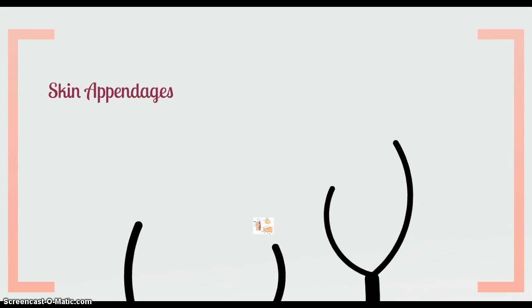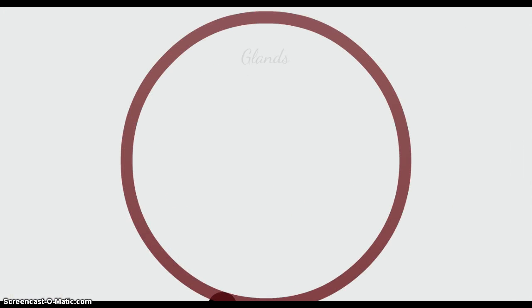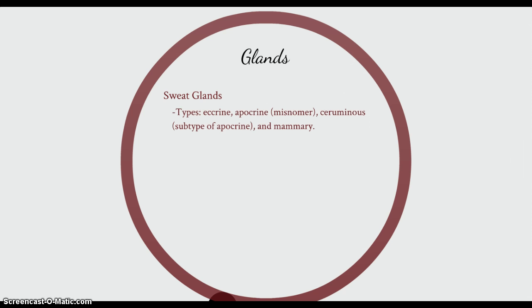Now let's go to the next topic, skin appendages. So you have your glands. So there are sweat glands. There are two types of sweat glands, and they're all merocrine glands. If you don't know what that is, you have to go back to tissues. But eccrine glands and apocrine glands. An apocrine gland, sweat gland, is actually a misnomer. They are actually merocrine glands. There are also ceruminous glands and mammary glands.